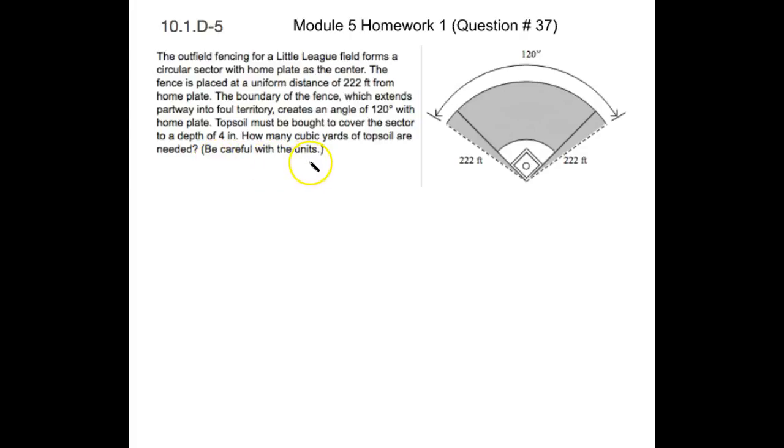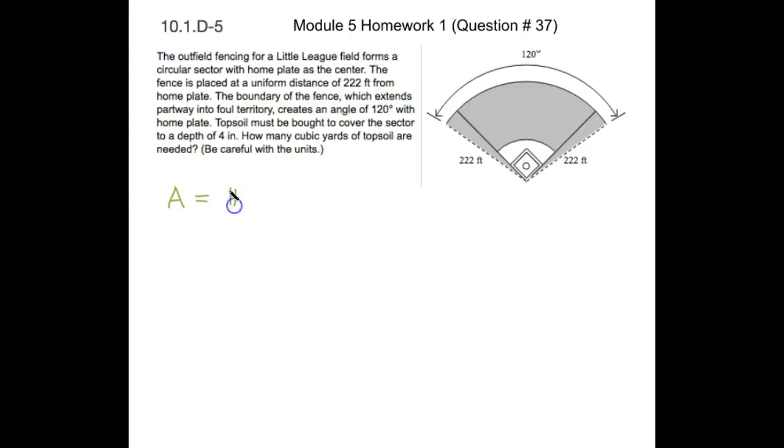And yeah, there are a lot of unit changes here, so we do need to be careful with the units. One way to start this problem, we need to calculate the area of this circular sector. And I like to think of the area of a sector as a percentage of a circle. It's a circular sector, it's a piece of a circle.